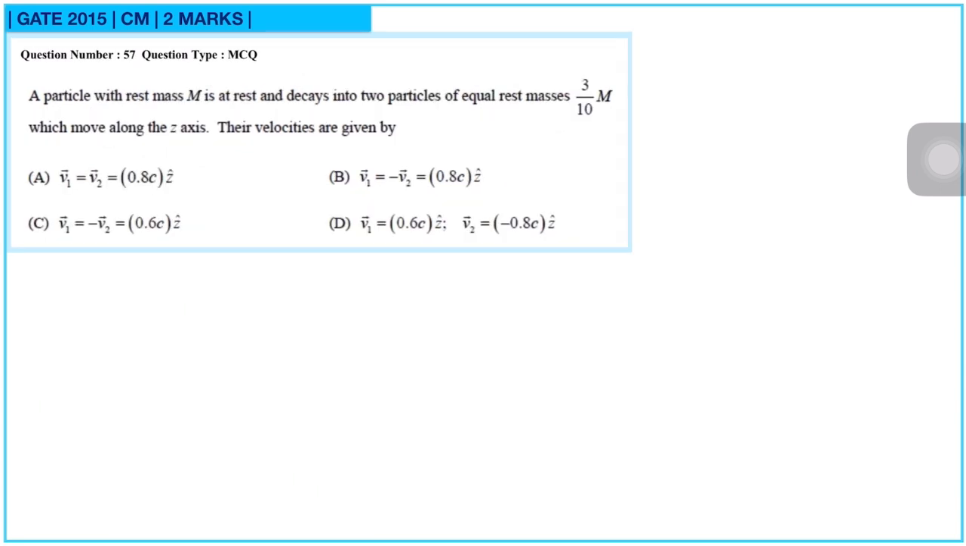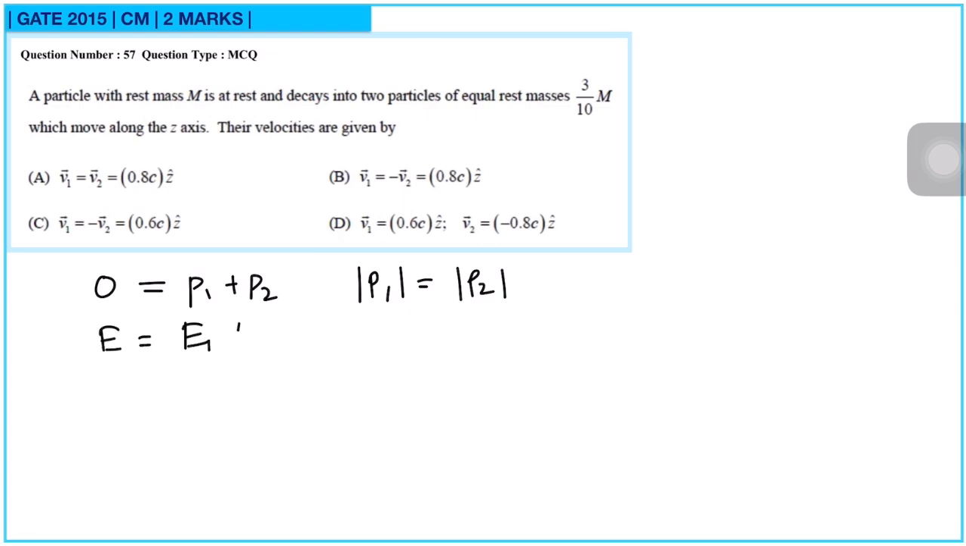Next question. A particle with rest mass m is at rest and decays into two particles of equal rest masses 3 by 10 m, which move along the z-axis. Their velocity is v. So initially it is at rest, so finally also the total momentum will be 0. So that is P1 plus P2, so mod P1 is equal to mod P2. And energy will also be conserved.